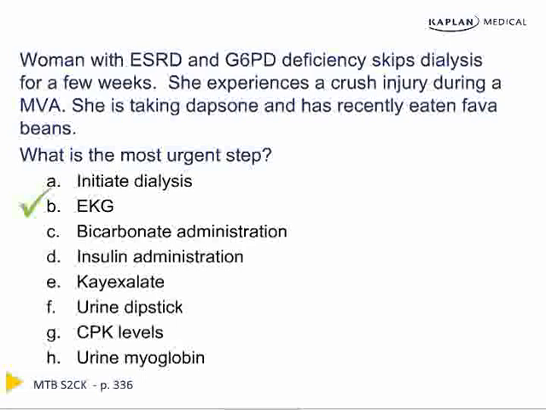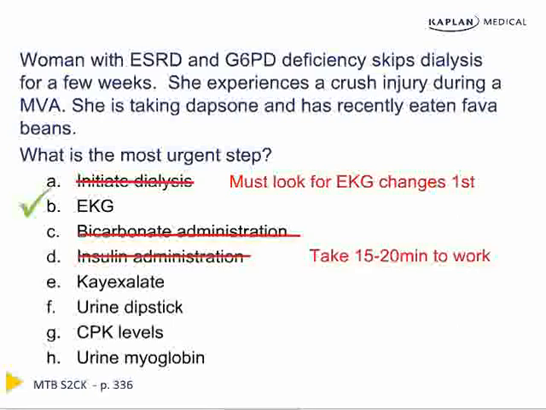So now that we know what the right answer is, let's take a look at why the wrong answers are wrong. Dialysis may be necessary for this patient, but we have to take a look at the EKG and assess for changes first. Bicarbonate and insulin can both be given in the case of hyperkalemia with EKG changes, but both of these can take 15 to 20 minutes to work in shifting the potassium from outside the cells to inside the cells. Kayexalate is even slower. It can take hours to work to bind up the potassium and to excrete it via the GI system.